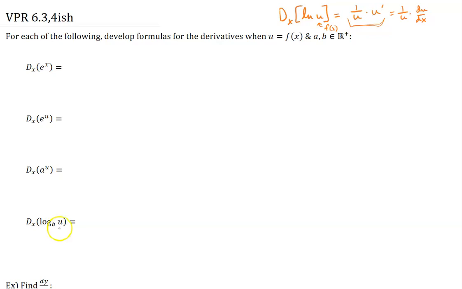All right, so I've got 4 formulas here that I'm trying to develop. For each of these, u represents a function in terms of x. We'll use that when we have a composition. And then a and b are both elements of the positive real numbers, so a and b are constants, where u is a variable expression. So u could be sine x, it could be x squared minus 12, but it's some function of x.